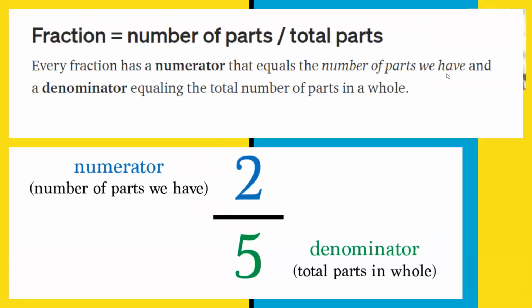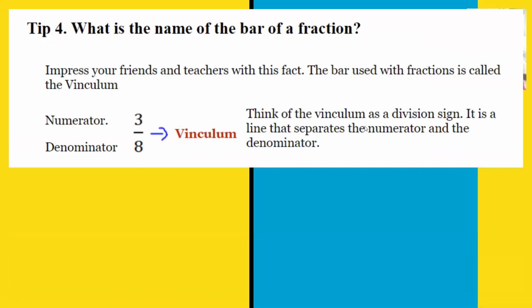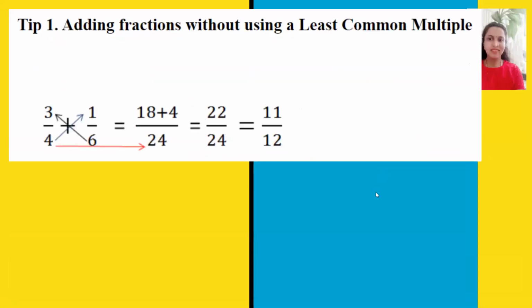Now, a fraction is the number of parts by total parts. Every fraction has a numerator that equals the number of parts we have, and a denominator equaling the total number of parts in a whole. So how many parts it is being divided into is told by the denominator. The bar of a fraction, I tell you, is called the vinculum.